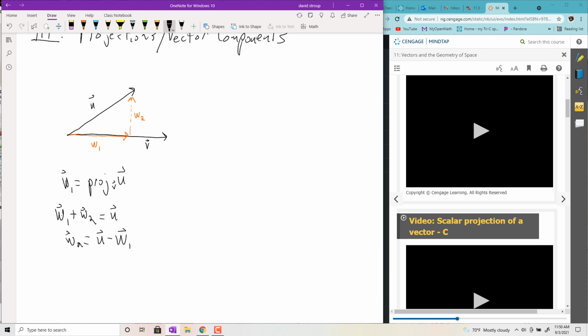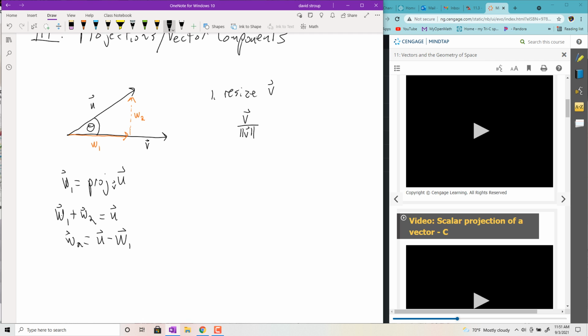Okay, so we need a formula for this, and we're going to be able to use this angle here and a little bit of trig to figure that out. So the way we will get the projection is to first resize the vector v into a unit vector. To get into a unit vector form, we'll take v and divide it by the magnitude of v. Okay. And then we want the magnitude of the resulting vector to be the length of w1.